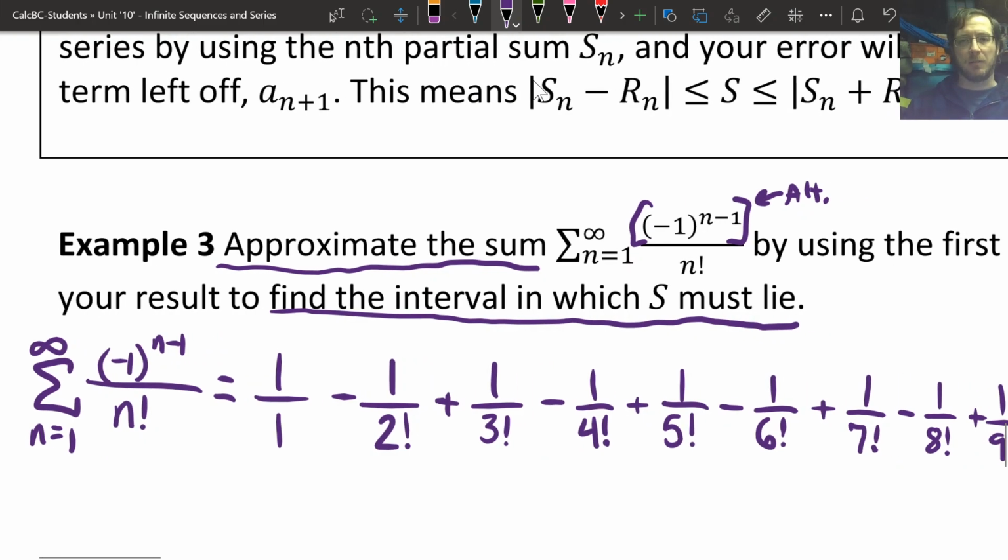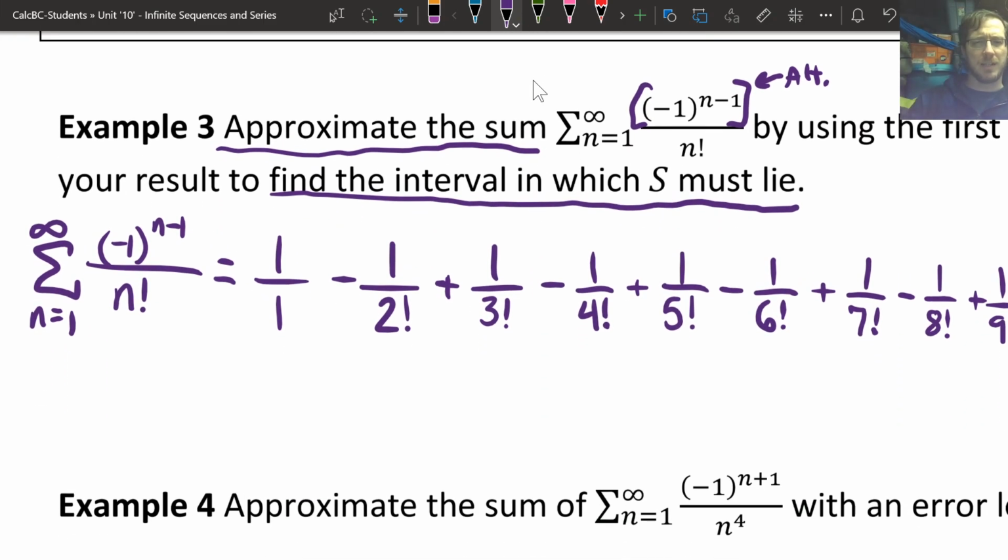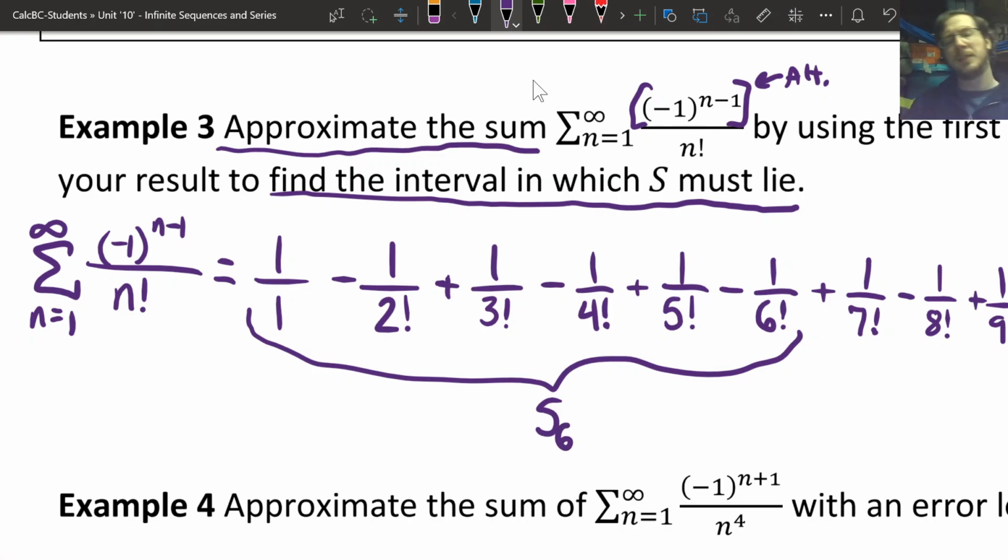Okay, so let's pick out those first 6 terms, which is easy since our denominator is just n factorial. All right, so if we were to look at this partial sum, that's really s sub 6, because we're looking at 6 terms. That's going to be our approximation. If you add that up, either find common denominators or put it in your calculator, you're going to find that that is the fraction 91 over 144, which rounds to 0.6319.